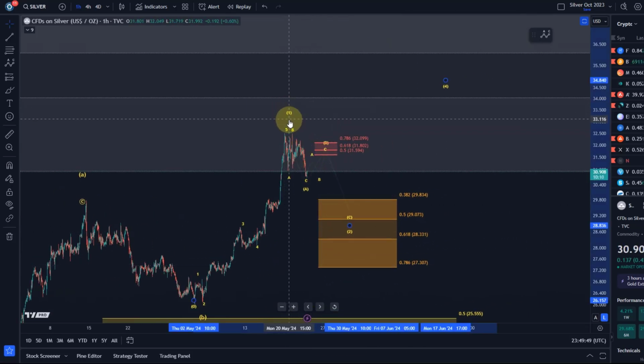In an alternative, the wave 2 could already be in. Therefore, I am on the lookout for possible 5-wave rallies. But again, it remains only the alternative.